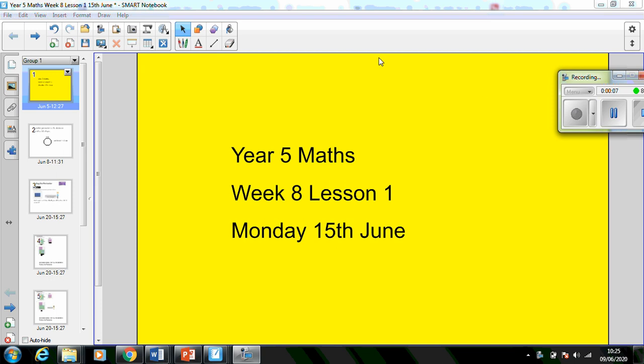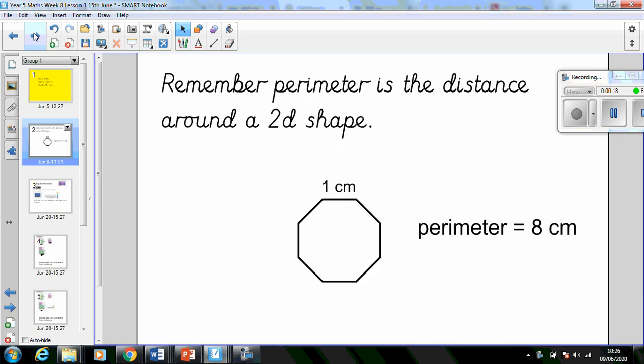This week we're moving on to a new chapter in our maths learning. It's a short chapter and it focuses on area and perimeter. Today we're focusing on perimeter.